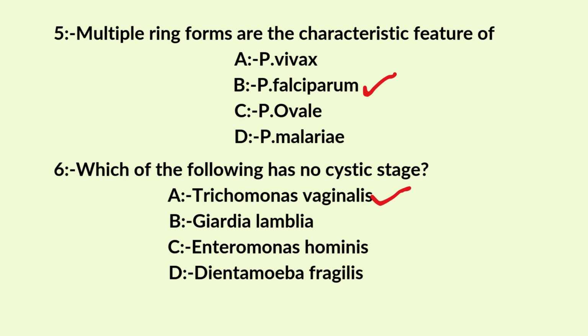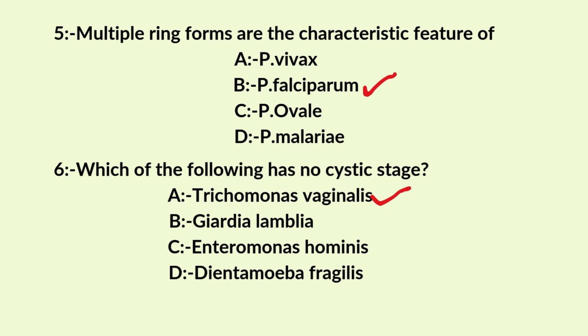Next question, multiple ring forms are the characteristic feature of, options: Plasmodium vivax, Plasmodium falciparum, Plasmodium ovale, Plasmodium malariae. Answer is option B, Plasmodium falciparum. So these multiple ring forms are actually the early trophozoite stage of Plasmodium falciparum. In the peripheral smear of a patient having malaria, these multiple ring forms can be observed, appearing as thin multiple rings within the RBC.